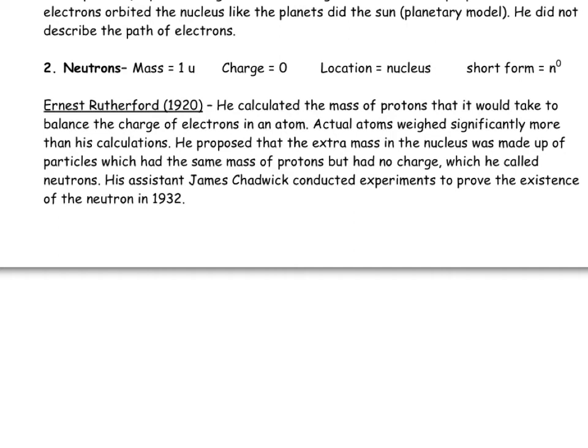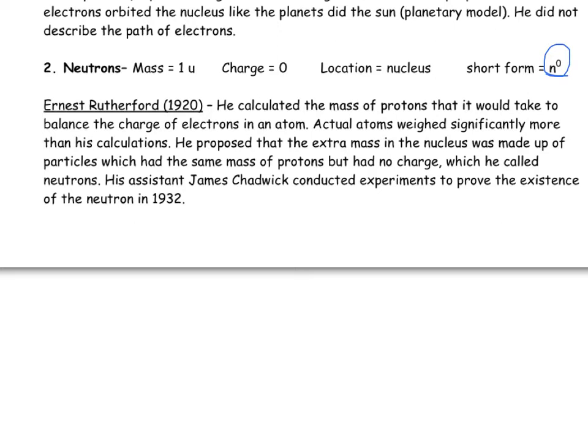So the last subatomic particle is known as a neutron. It has a mass of 1 atomic mass unit, a charge of 0. Its location is in the nucleus, and the short form is an N with a superscript charge of 0. Again, it was Ernest Rutherford who first determined that neutrons existed.